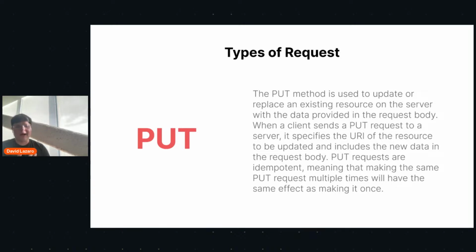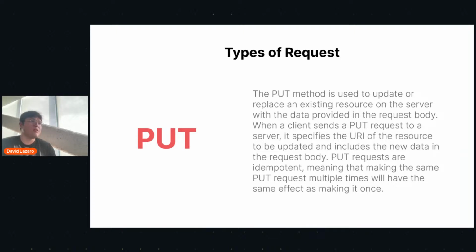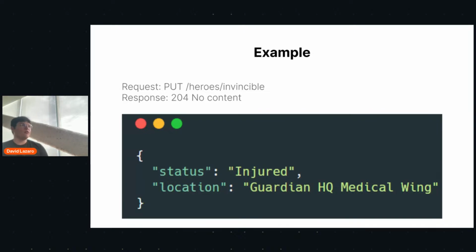Also, if we want to modify information that is already on the server, like for example changing the name of Omni-Man to Invincible, or the location of the fight between Omni-Man and Invincible or some other hero, we can just use the PUT method, which is used for updating or replacing an existing resource on the server with the data provided in the request body. So when a client sends a PUT request to a server, it is going to specify the URI of the resource to be updated and include the new data in the request body. Really cool, right? We just want to make sure that status and location are going to be the correct ones that we're looking for.